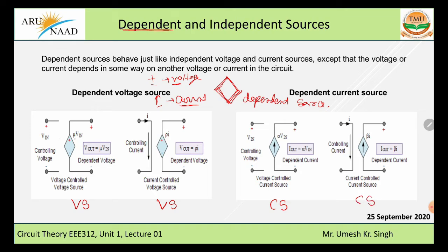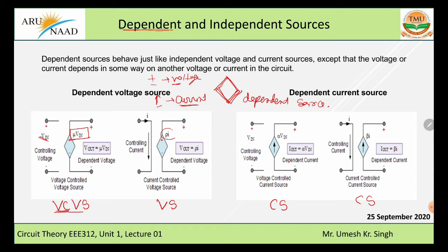Now looking at the circuit condition, this source has been written as mu into Vin. Mu is a constant and Vin is the voltage of some other circuit. So we can say that this voltage is depending upon the voltage of some other parameter, some other condition. So here we can say that this is a voltage controlled voltage source.